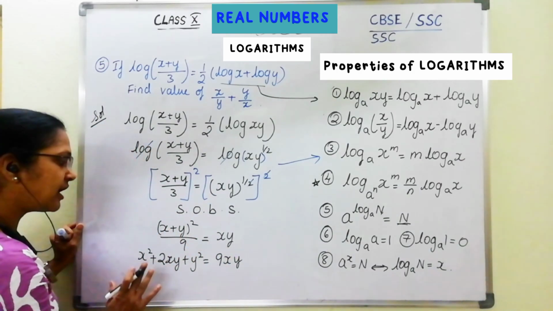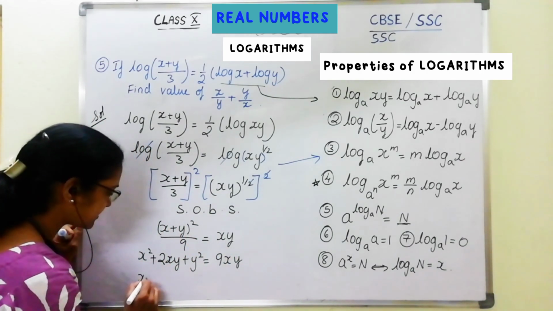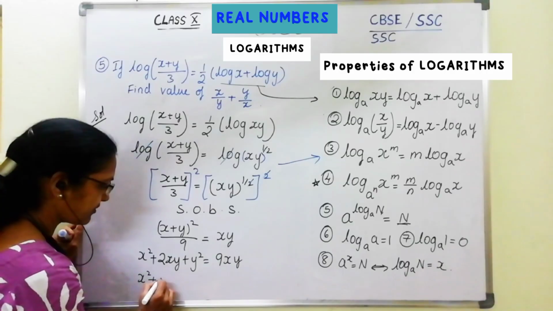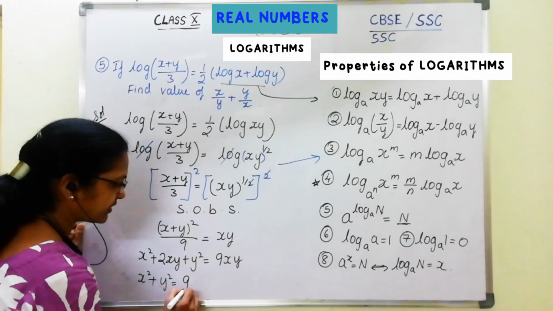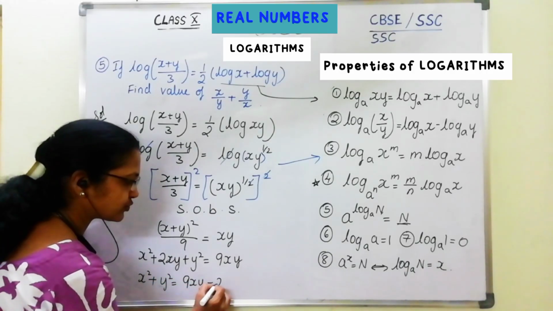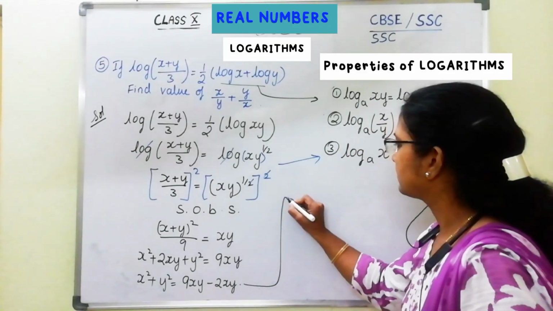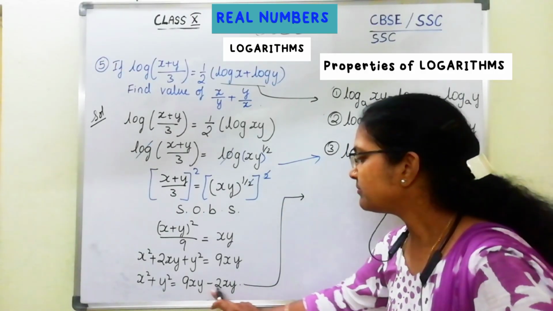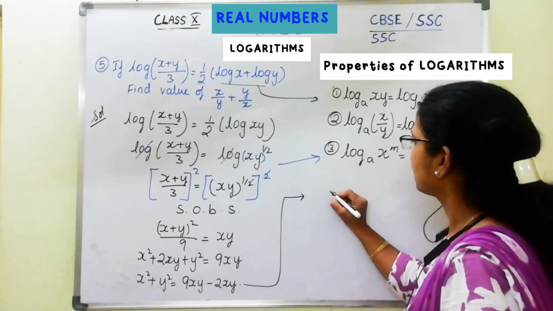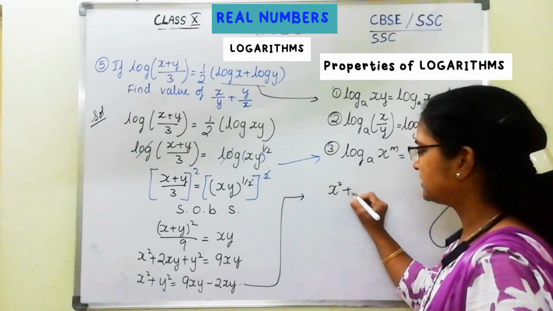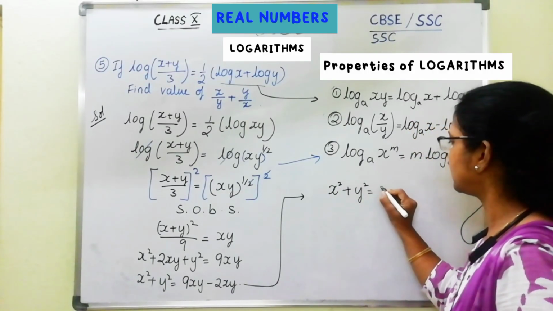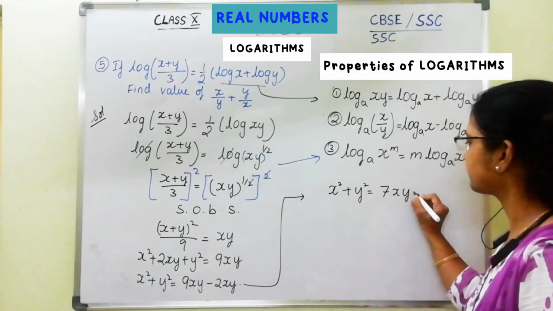Fine. Now after this one, we are going to take x square plus y square is equal to 9xy minus 2xy. Now let us continue the problem here. 9 minus 2 is 7xy. So x square plus y square is equal to 7xy.